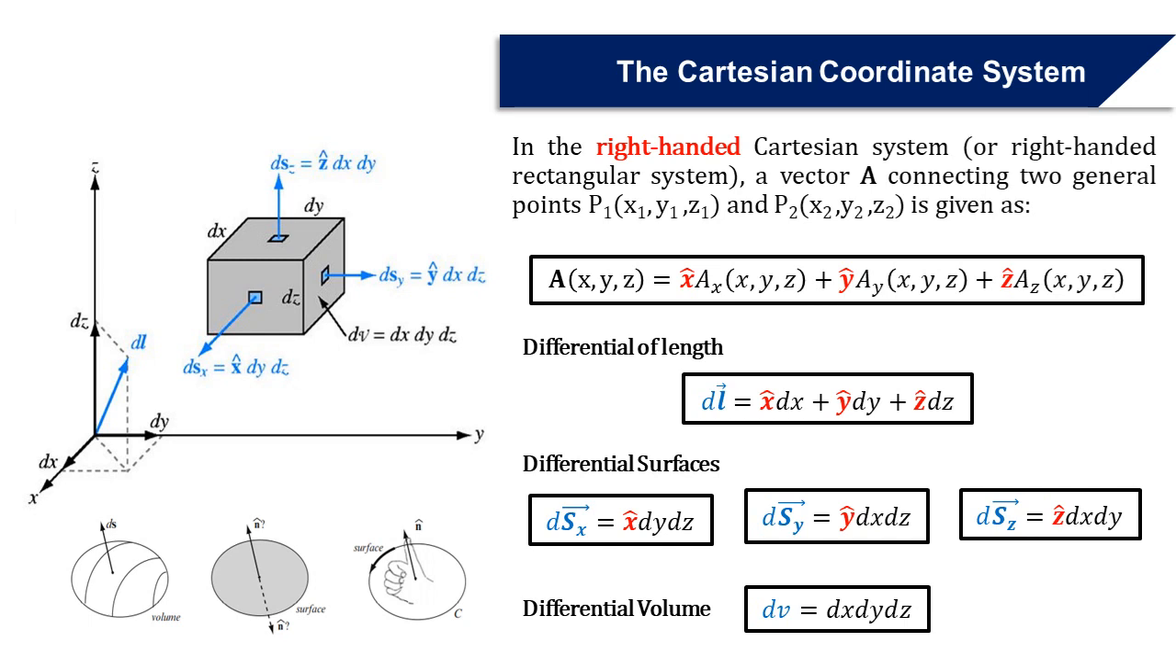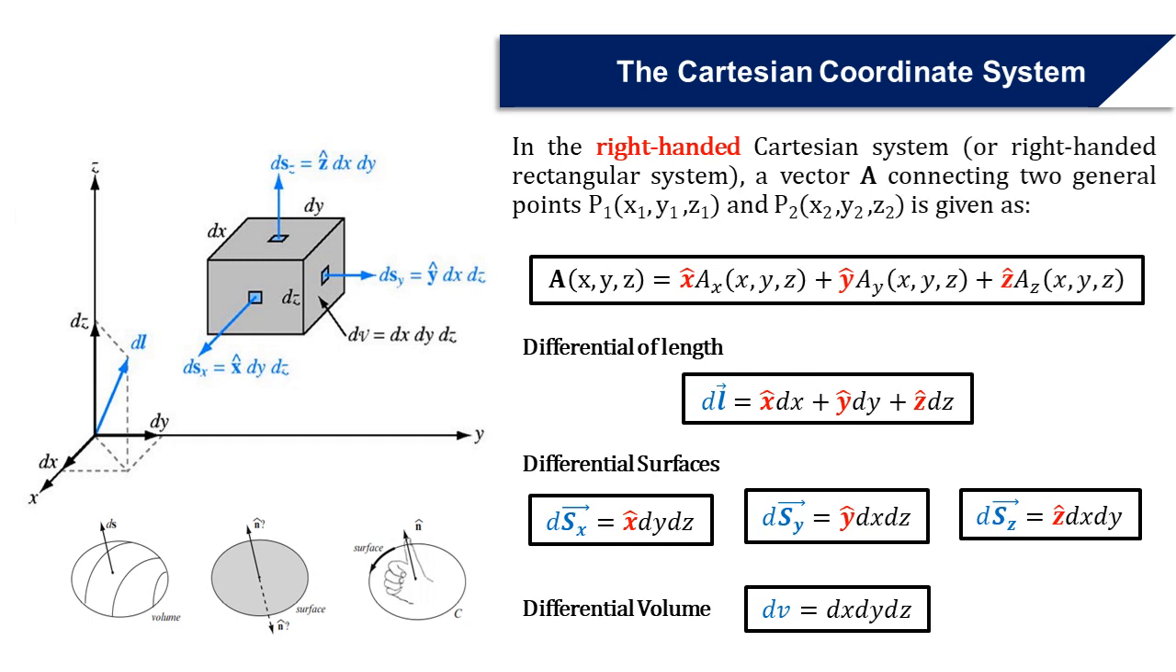So, we say that the differential of length, a vector quantity, is equal to x hat times dx, the differential of length in the x direction, plus y hat dy plus z hat dz. Same with the differential surfaces. This means the vector area, or the surface area of our field, right?